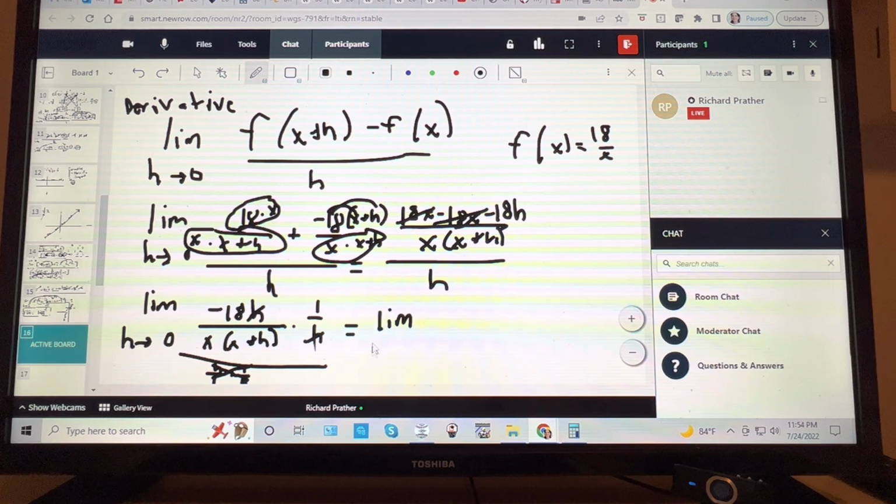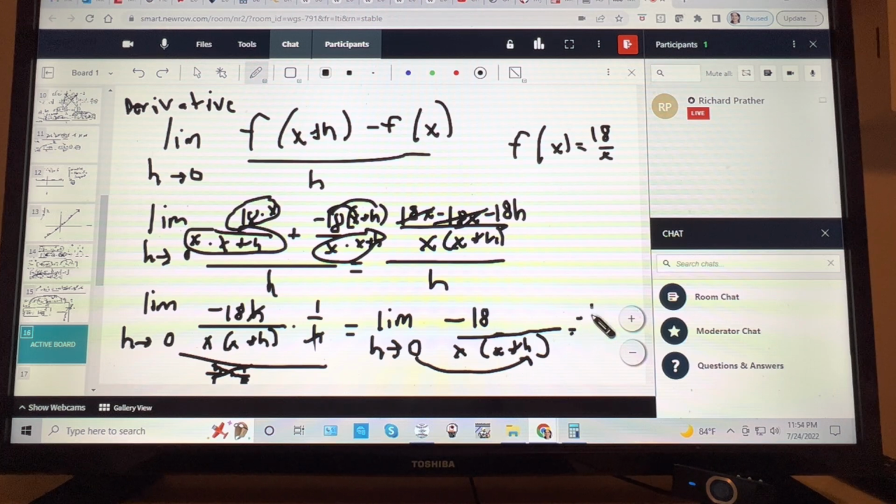That's the first time we no longer have an issue plugging 0 in anymore. The top, we have a single fraction, and the top is negative 18, and the bottom is x times x plus h. And even though there's an h still in the bottom, plugging 0 in does not make the bottom 0. The bottom becomes just x squared. So the derivative of 18 over x is negative 18 over x squared. X times x is x squared.